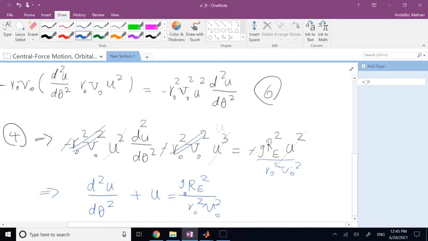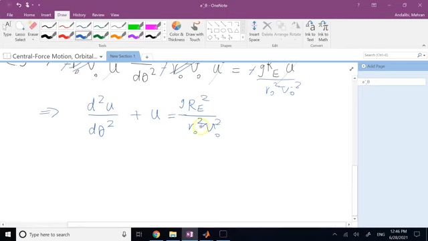This is a very beautiful second order linear ODE with constant right hand side, with constant coefficients, and everybody who passed a differential equation course can easily solve this. You know that u of theta is going to be a homogeneous u solution plus a particular u solution. The homogeneous is when you set the right hand side equal to 0. So what you have is second derivative of u with respect to theta plus u equals 0.